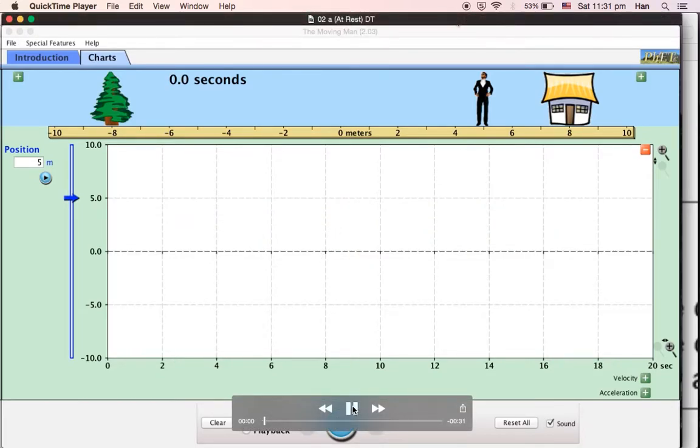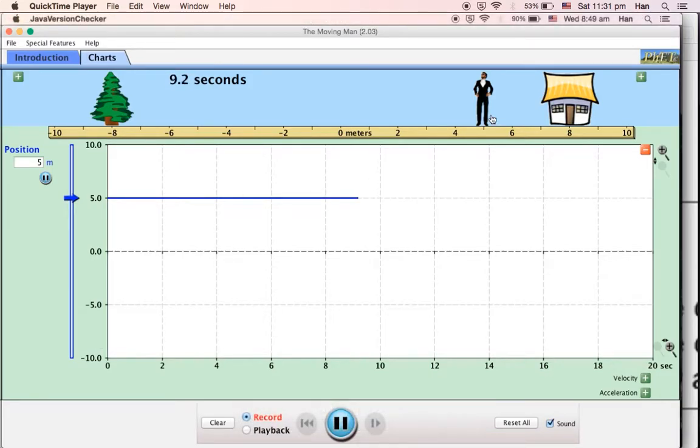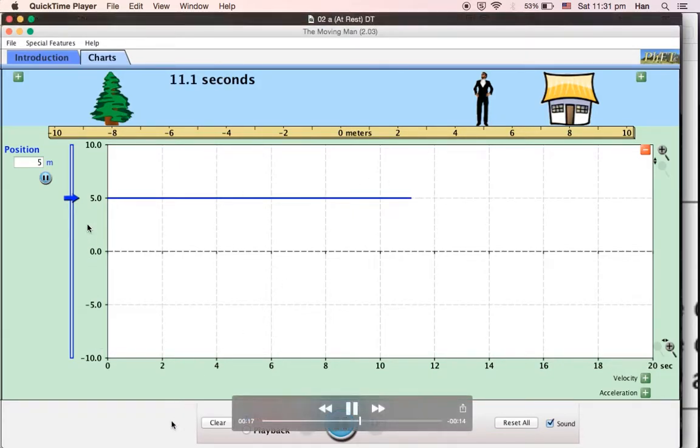Let's start off with this guy here. As you can see, this is actually a position time graph, but for the purpose of this simulation, we can consider this to be a distance time graph. The first thing you notice is this guy is standing here at 5 meters. As time goes by, what happens? He's still always at 5 meters.